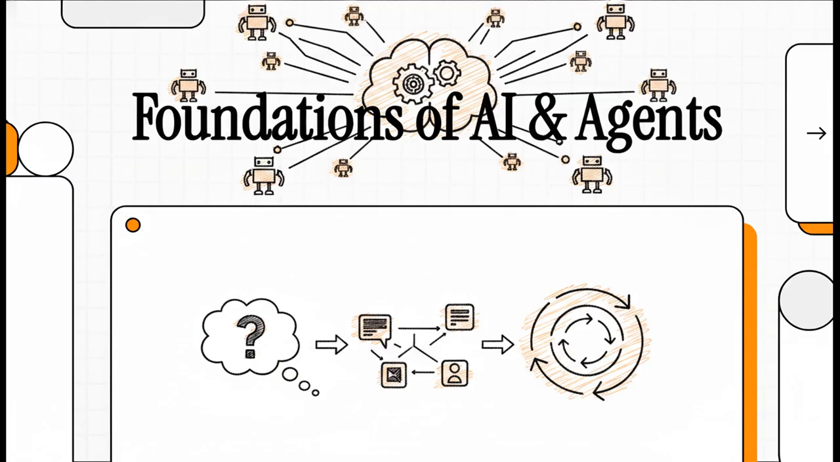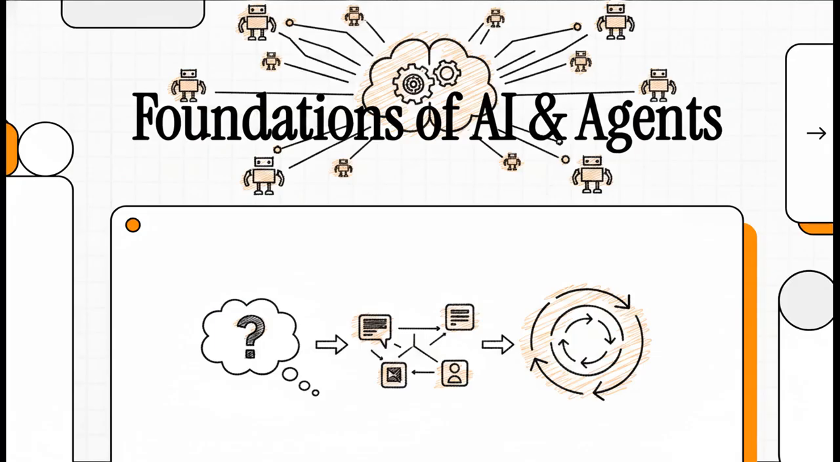To really get why this is such a big deal, let's just quickly ground ourselves. AI is the broad concept, right? Machine learning is how computers learn from data. Deep learning is where they kind of mimic the human brain, and LLMs, large language models, those are the specific text-based models we're all using today.